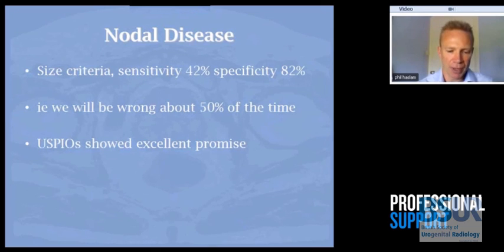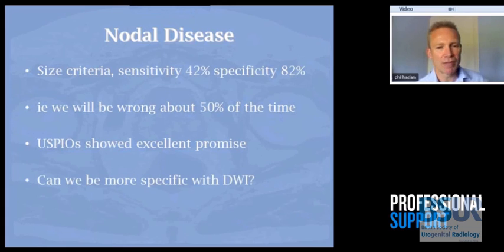It's very, very good. But due to toxicity and safety concerns and various other reasons, which I'm not going to go into, we can't get this at the moment. So can we be more specific with diffusion-weighted imaging?